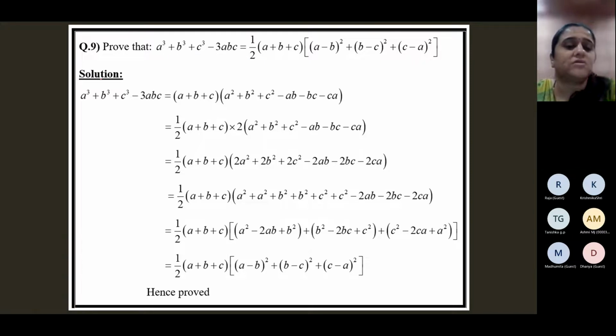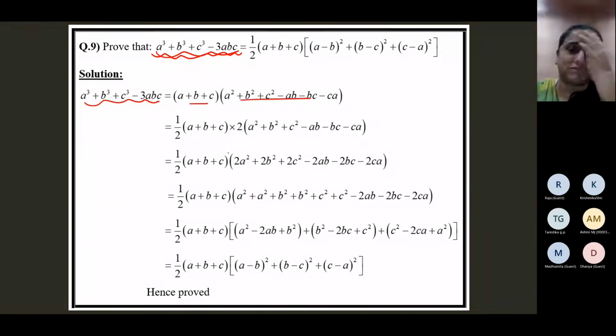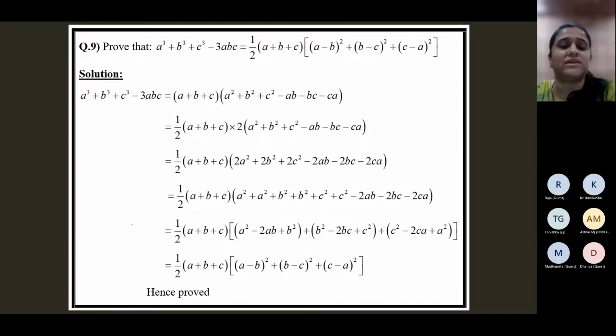Now this is the left hand side, a cube plus b cube plus c cube minus 3abc. What is the identity? It is a plus b plus c into a squared plus b squared plus c squared minus ab minus bc minus ca. So this first step is simply the identity. Why are we writing that? Because that's what we have in the LHS here. We take up the LHS and complete that. LHS is equal to a plus b plus c into a square plus b square plus c square minus ab minus bc minus ca. That's the identity. Now in the next step.